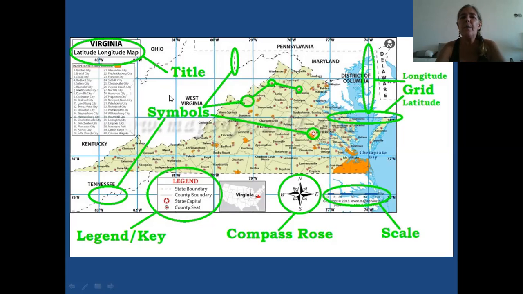Remember, the title, special symbols, the key, the inset map so that we can locate a smaller area within a larger area, the compass rose, the scale, and the longitude and latitude. Okay, so now we have made a little review of all the important features of the maps, and we have learned the 3 types of maps, okay? The physical maps, the political maps, and the special purpose maps, okay? So this is our lesson for today.